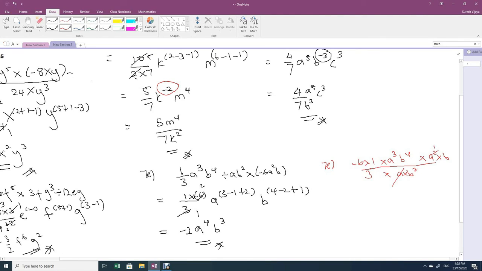Next, we cut off the values. For a, bottom and top, when we cut, 2 minus 1 is 1. For b, we cut off b to the power of 2. There's no more to simplify at the bottom side. So we write a to the power of 3 plus 1, which is 4, and b to the power of 2 plus 1, which is 3. So this is the final answer: negative 2 a to the power of 4, b to the power of 3.